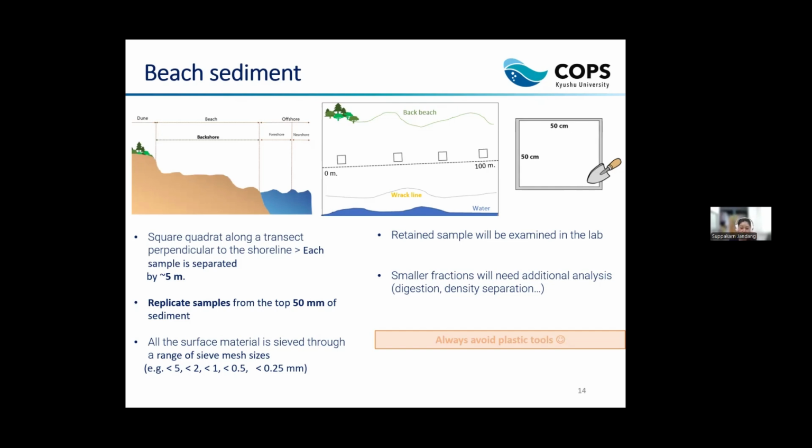Then you can use a metal scoop to take the sediment from the bucket, if you collected your sediment in a bucket. Put it into the sieve and use some filtered water to sieve it. Then the remaining sample will be examined in the laboratory later. For example, if you would like to see smaller fractions or smaller microplastic, you need more steps to digest and extract the microplastic from this sediment.